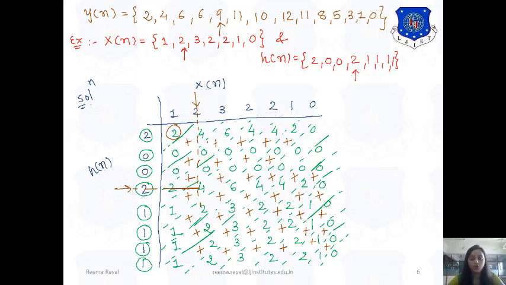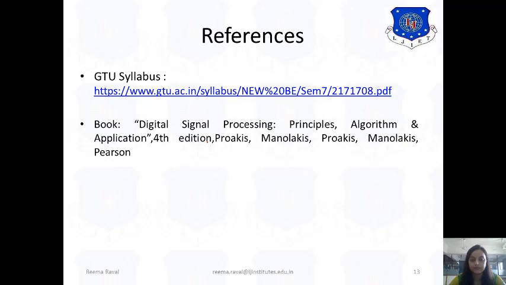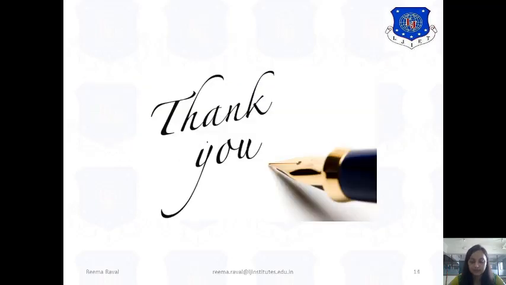Okay, so I hope that now all of the methods, all of the variants using linear convolution are clear to you. Now in the next session we will continue with the next topic. Okay, these are the references. Thank you for listening.